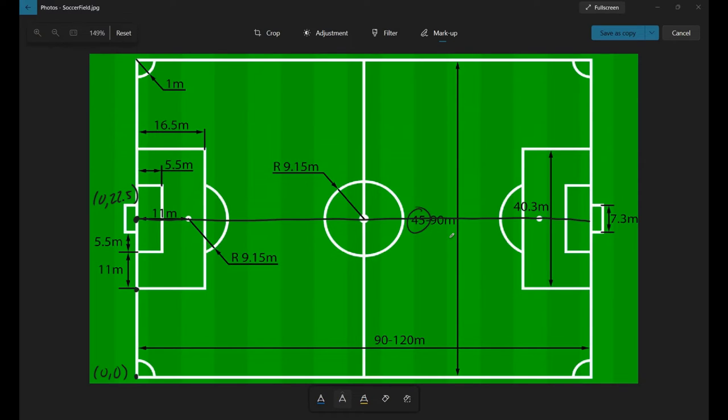Now we have a tricky measure. That's 7.3. So, oh no, half of that. What would that be? 3.5, 3.65. So that point right there, that distance is 3.65.